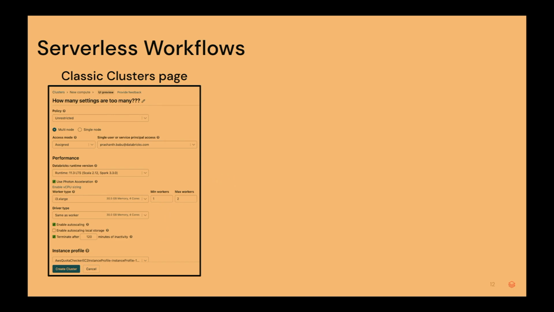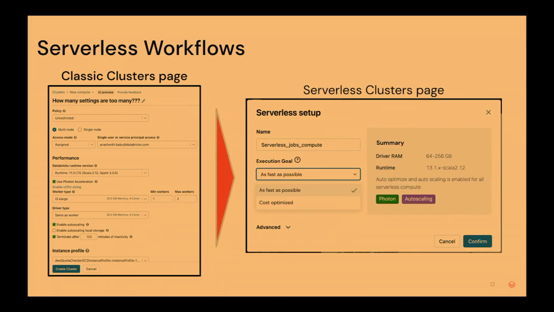Now we have a new feature which Bilal already discussed in the morning called Serverless Workflows. And this is what the Serverless Workflows clusters page looks like. You don't need to select a VM type. You don't need to select the number of VMs. You don't need to select anything, in fact, even Photon. Everything is bundled into the serverless clusters. And the only thing we need to select is one option, that is the execution goal. It is either as fast as possible or cost optimized.